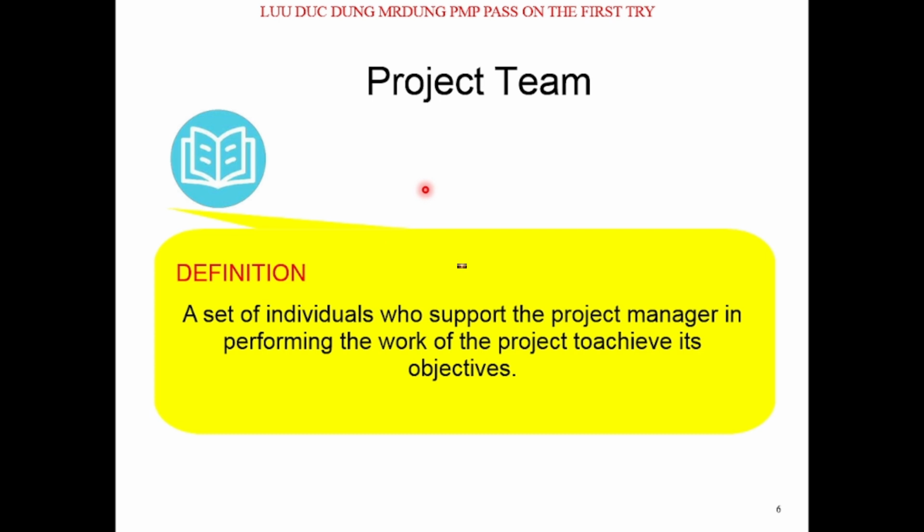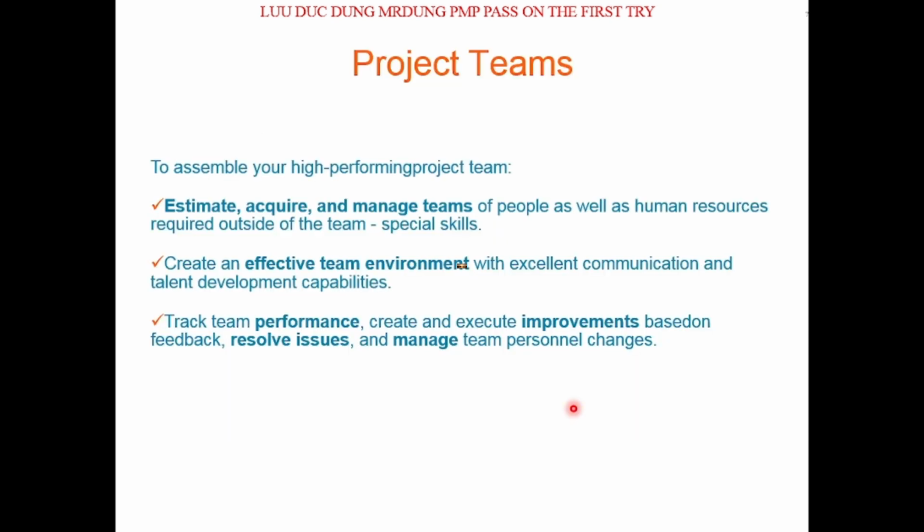This is the definition of the project team. Very important for a successful project. We have a defined team. This is the definition: individuals who support the project in performing work of the project to achieve its objective. Very clear for the definition of project team.